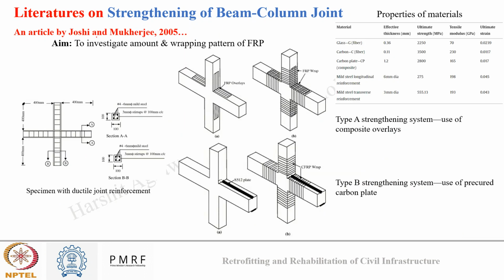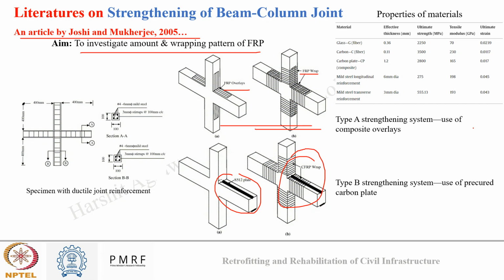So this was one more literature that was published in 2005. Again, they investigated wrapping pattern and amount of FRP. They used four cases: FRP overlay, FRP overlay with the FRP wrap also, FRP sheet, and FRP sheet and CFRP wrap both combined. This was type A, where they used a composite overlay, and this was type B, where they used a carbon plate also.